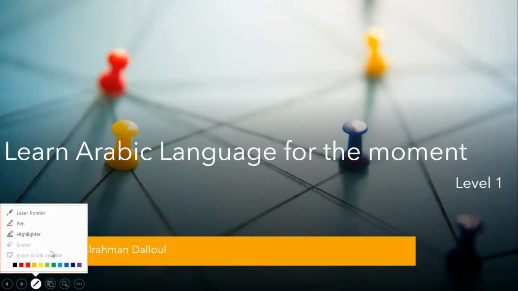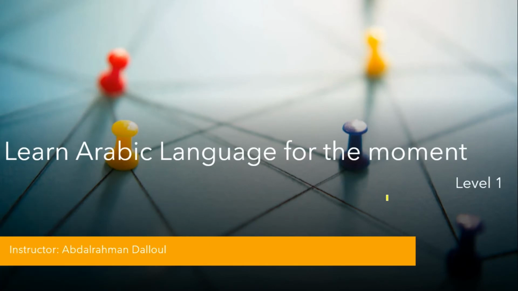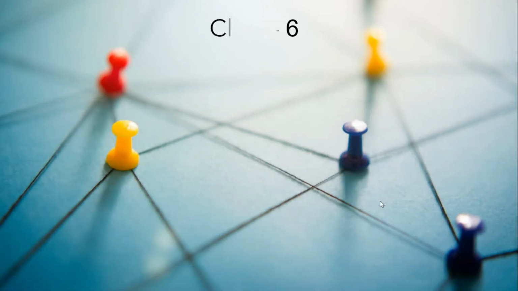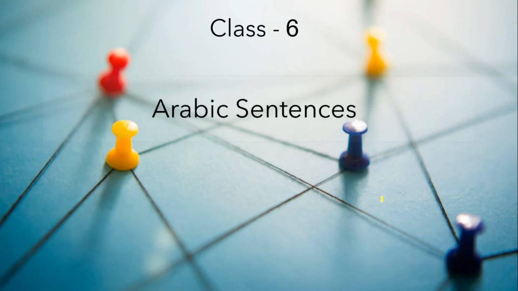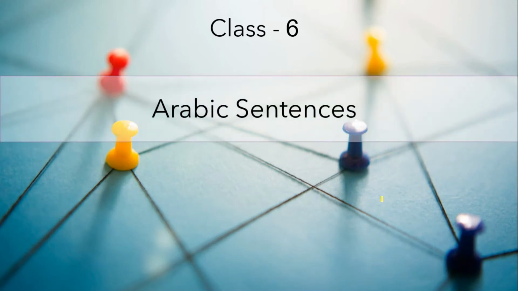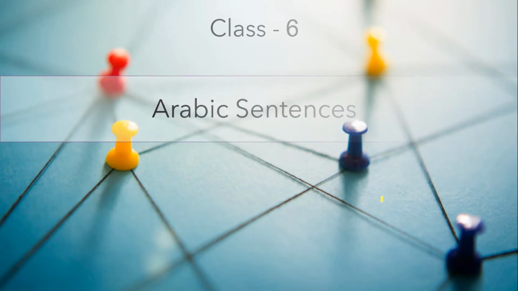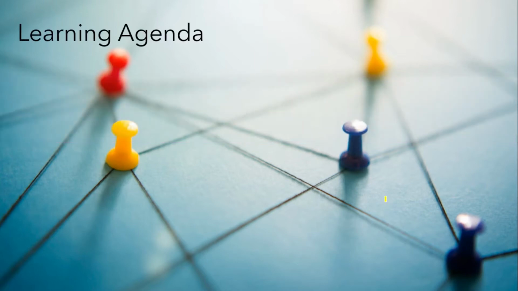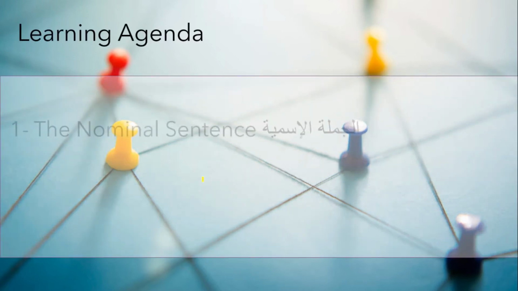It's going to be about the Arabic sentences. Here we are going to be introduced to the types of the sentences. What are the things that make a sentence and what are the types of each part of the sentence.